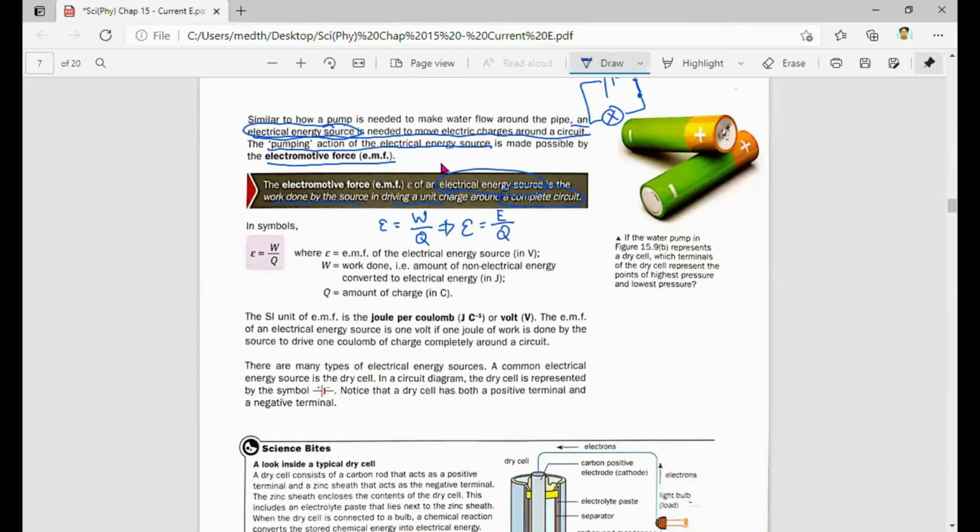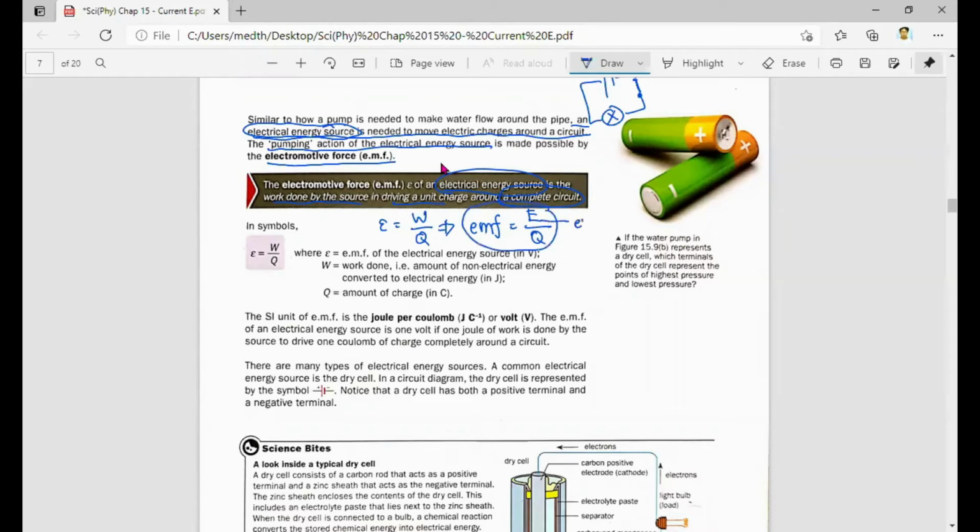So you must be able to differentiate now. This is actually your EMF is equals to E over Q. To make things simple for everybody and to not confuse over it, EMF is equals to the energy required to push the source around the whole circuit divided by the charge, number of charges. Okay, so this is what I tend to remember.